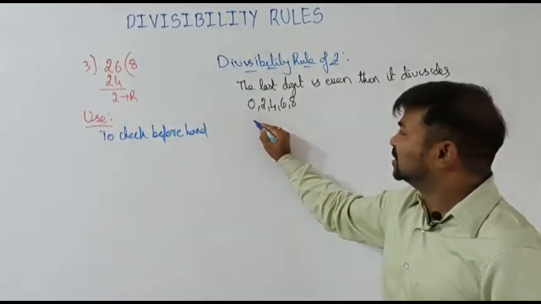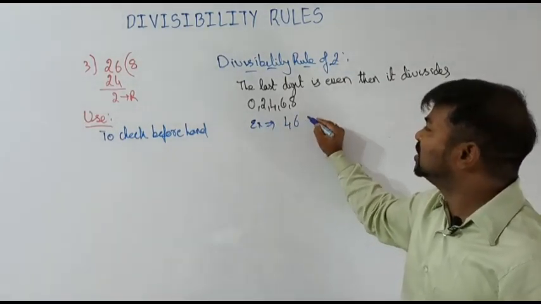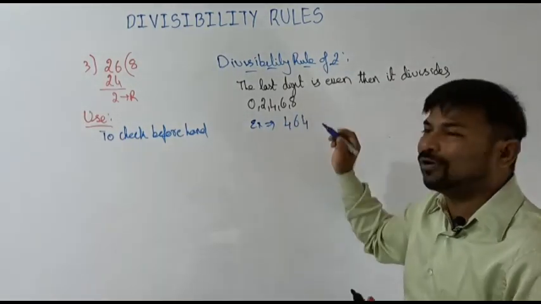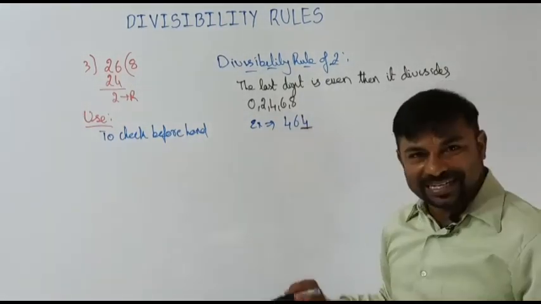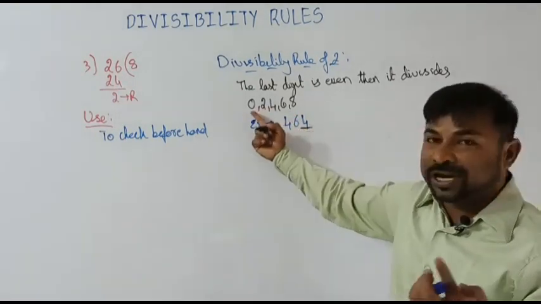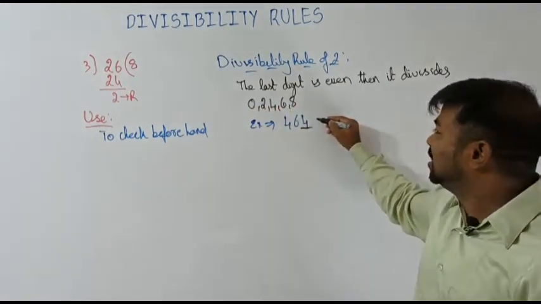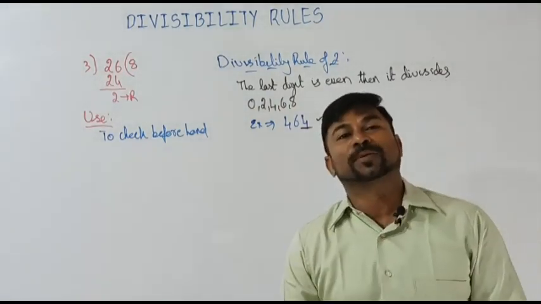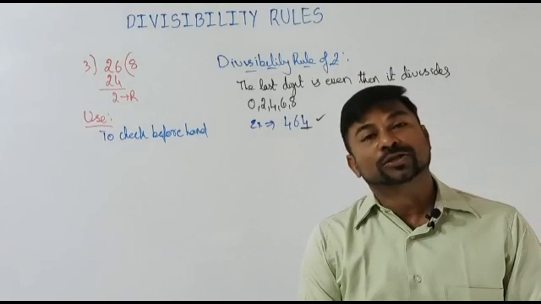I would like to give an example, something like 460. Which is the last digit here? This is the last digit. Are you able to see 0, 2, 4, 6 or 8? Yes, then we can say it is divisible by 2. So this is the divisibility rule for 2.